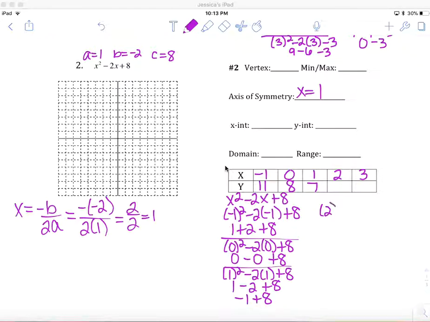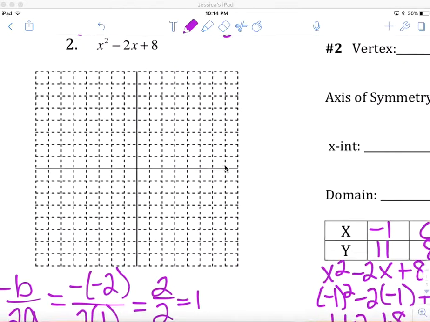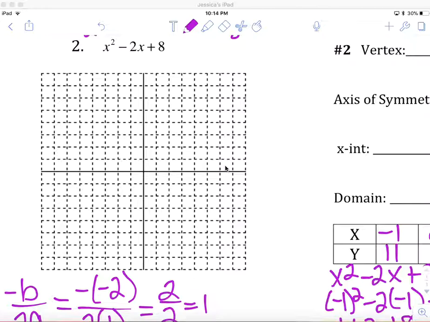Plugging in 2, I have 2 squared minus 2 times 2 plus 8, which simplifies to 8. And then finally plugging in 3 squared minus 2 times 3 plus 8 is 9 minus 6 plus 8, which gives us 11. So now that I have my points, I'm going to plot them. And I have 1, 7, 2, 8, and 0, 8. That's all that will fit on my graph.